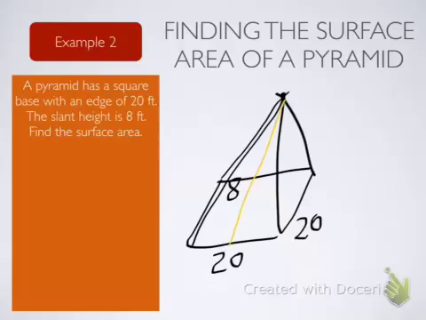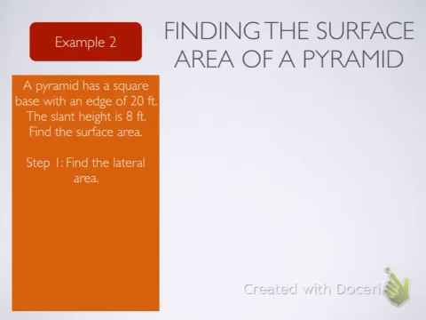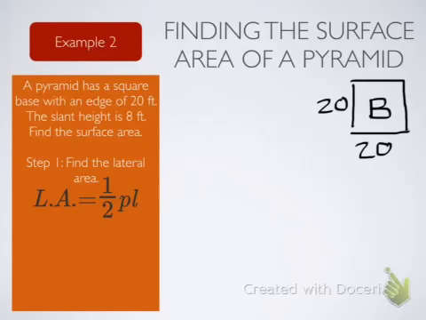Area of all the triangles that make up the sides of the pyramid. So to do this, we're going to use our formula. Lateral area equals 1/2 perimeter times slant height. So I've got a little image over here of my base, and then I'm going to build on it. But let's start with our perimeter.